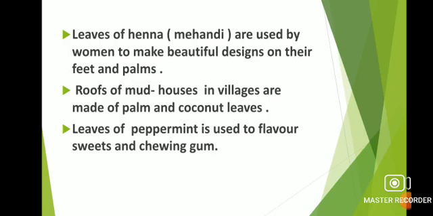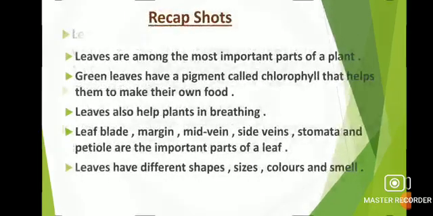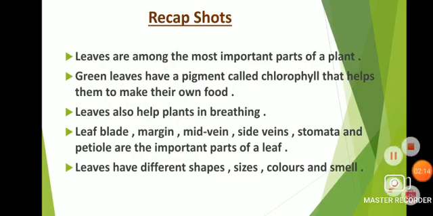Now, we will conclude this chapter with recap shots. Leaves are among the most important parts of a plant. Green leaves have a pigment called chlorophyll that helps them to make their own food. Leaves also help plants in breathing. Leaf blade, margin, midvein, side veins, stomata, and petiole are the important parts of a leaf. Leaves have different shapes, sizes, colors, and smell.